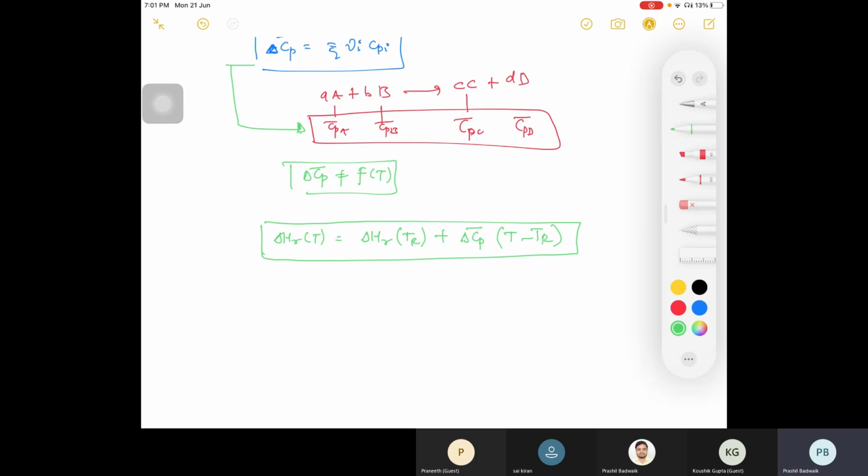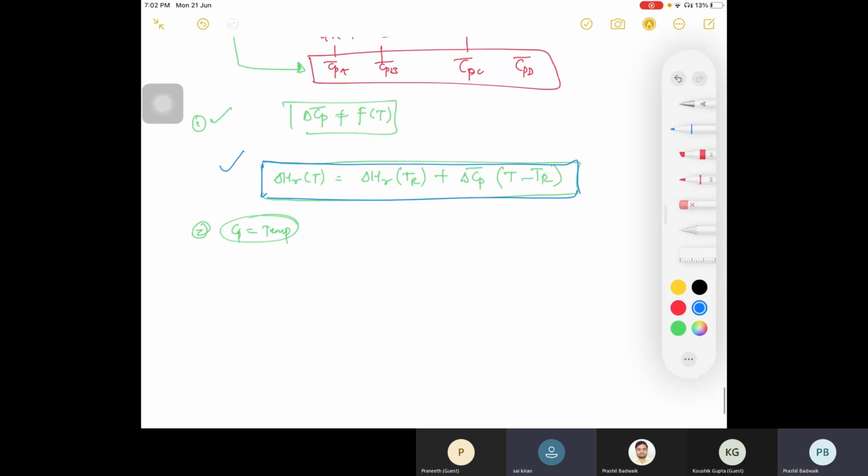If Cp is not a function of temperature. We will discuss the case when Cp is a function of temperature later, right? Just for now you consider this only. Yes, sir. Okay. Now you have one question that was asked in GATE.